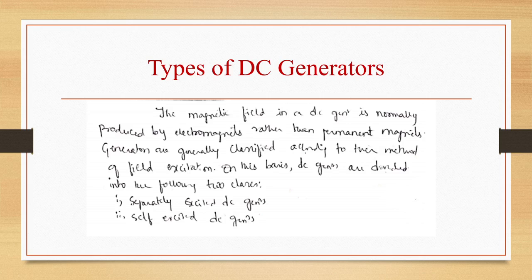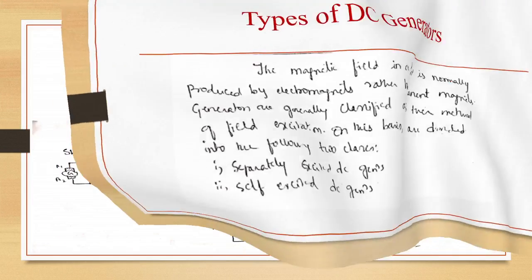I have given this question in the long answer questions: explain briefly about types of DC generators. So you have to explain all the types of DC generators. What we are telling here is that the magnetic field in a generator is usually made up of electromagnets rather than permanent magnets, and generators are classified according to their method of excitation. On this basis, DC generators are divided as separately excited DC generators and self-excited DC generators.